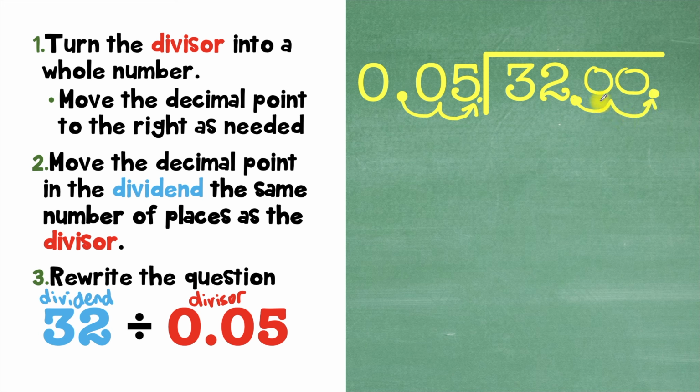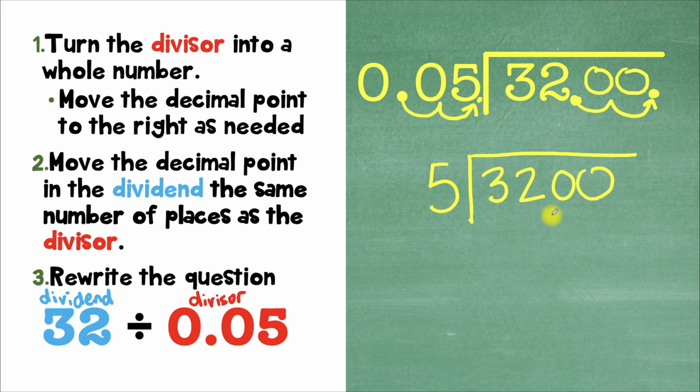So now we move the decimal point 2 places in our dividend, because that's going to match how many places we moved it in our divisor. Now, they're not the numbers we started with anymore. This is no longer 0.05, this is the number 5, which is exactly what we wanted because we wanted to make it a whole number. And this is no longer 32. This is now the number 3,200. So this is our new problem.